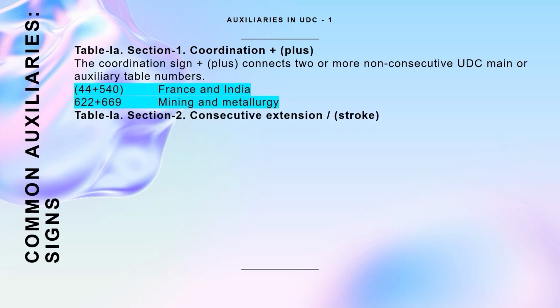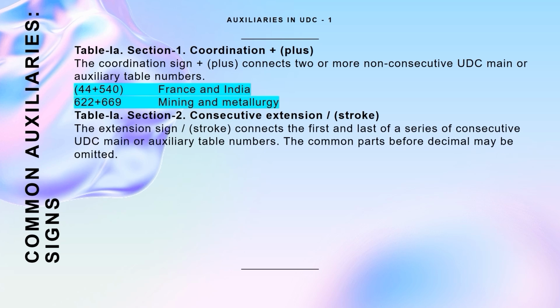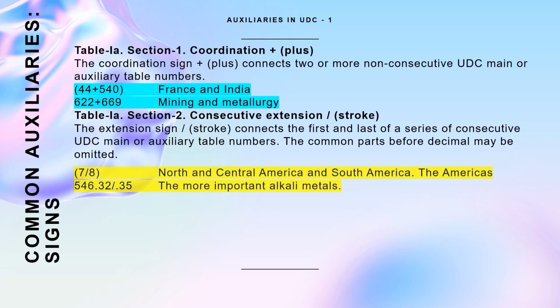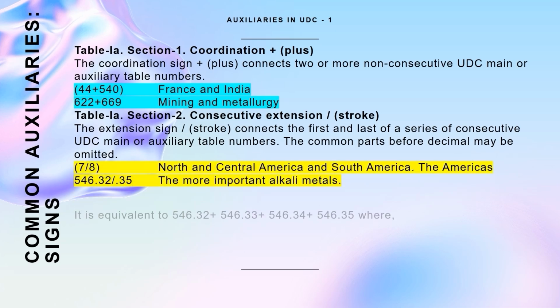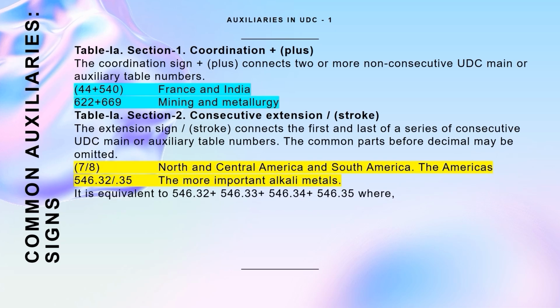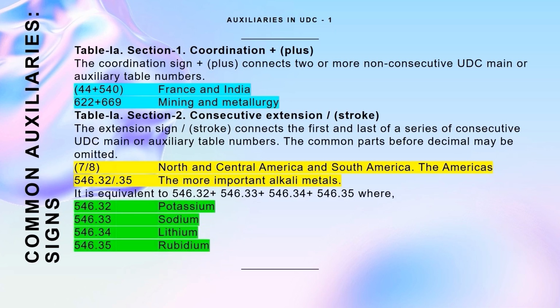And next one is table 1A section 2, that is consecutive extension used by the stroke sign. The extension sign stroke connects the first and the last of a series of consecutive UDC numbers or auxiliary tables. Suppose 7/8 means all the numbers from 7 to 8, that is 7.1, 7.2, 7.3 up to 7.9, and then 8.1, 8.2, 8.3, 8.4, etc. All these numbers.